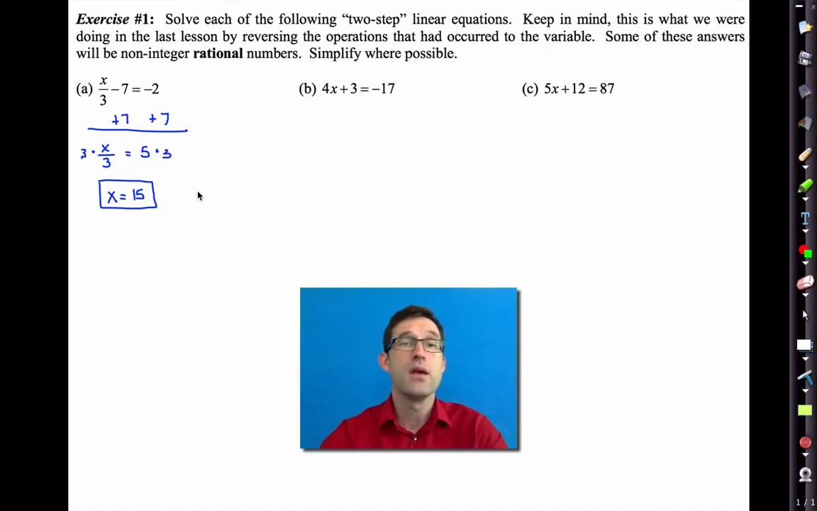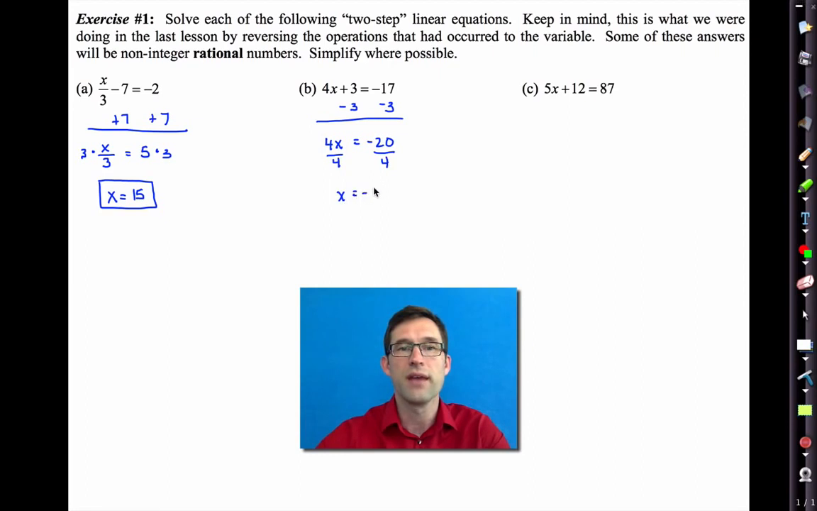Letter B, we've taken x multiplied by 4 and added 3. We've gotten negative 17. To undo that, we'll first subtract the 3, undo what you did last. Negative 17 minus 3, be careful, is negative 20. Then we'll undo multiplying by 4 by dividing by 4, giving me x equals negative 5.